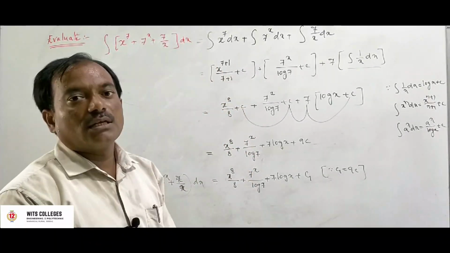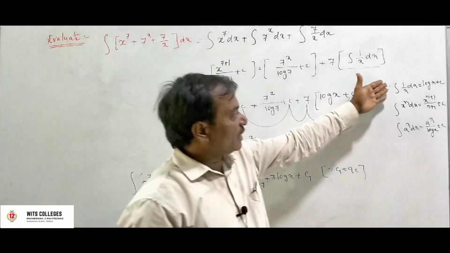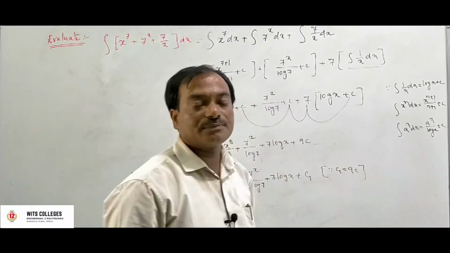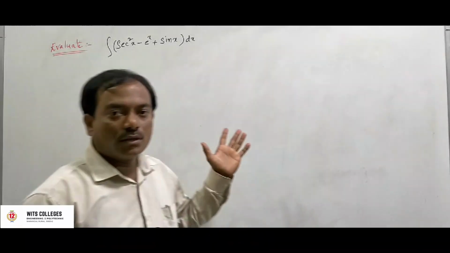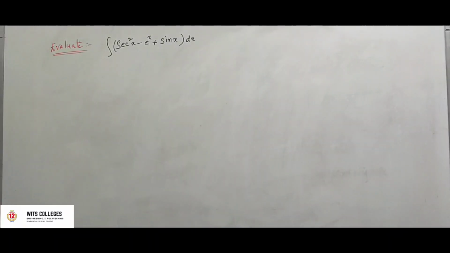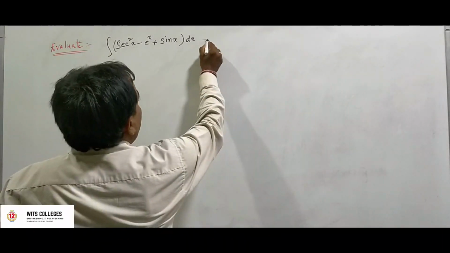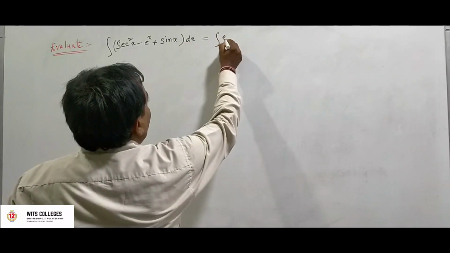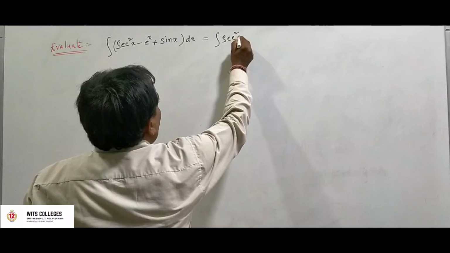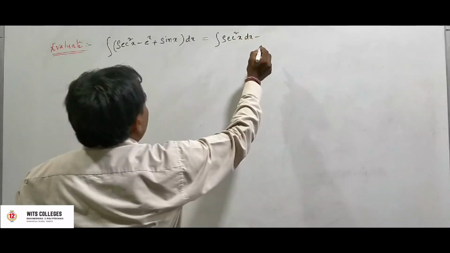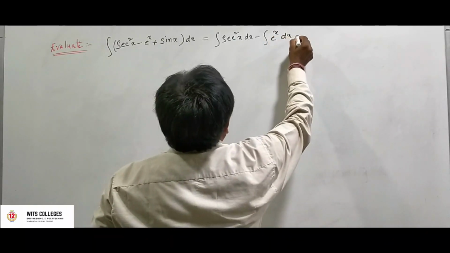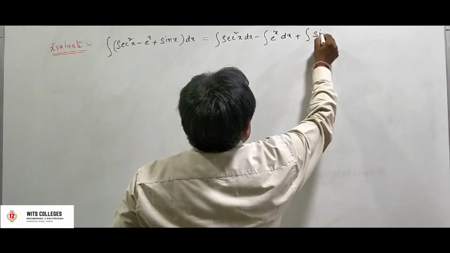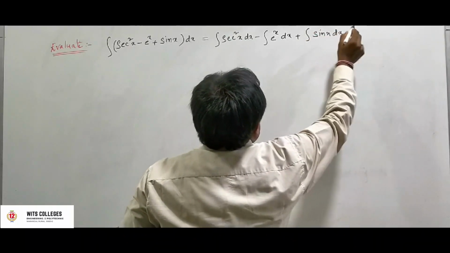Now this is very simple. So first you remember all these elementary integral formulas. This is very simple. Now we have to find this integral value, and here these are simple functions. So first we have to write this as integral secant square x dx minus integral e power x dx plus integral sin x dx.